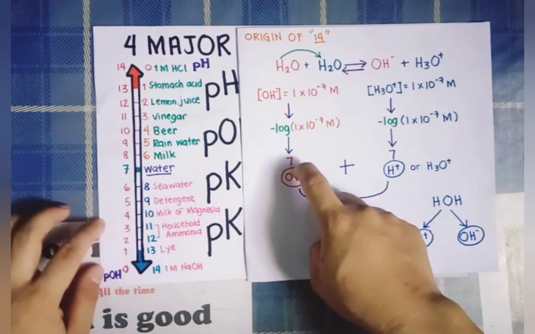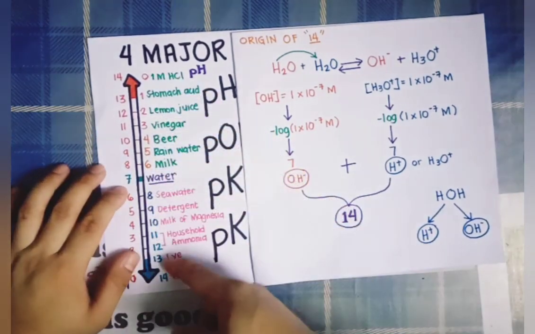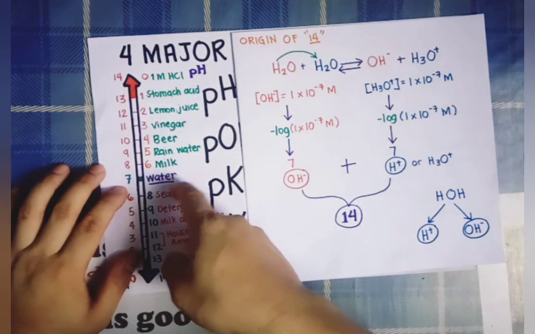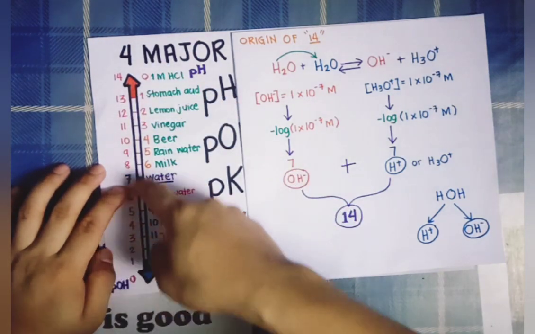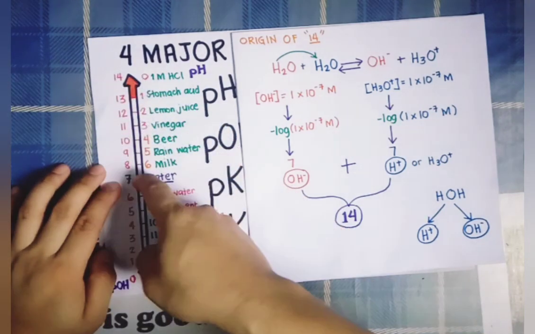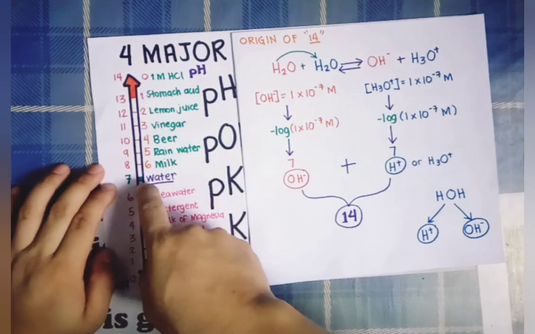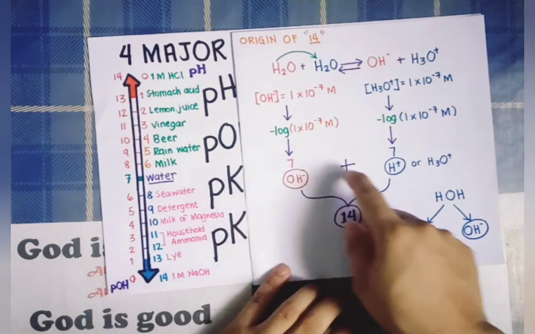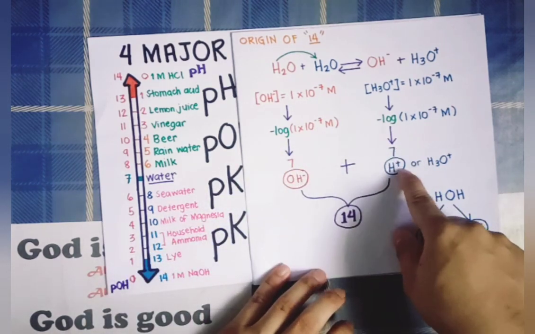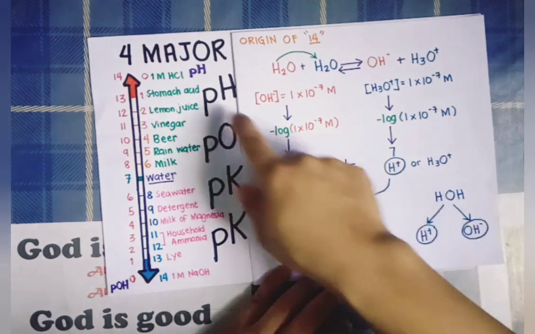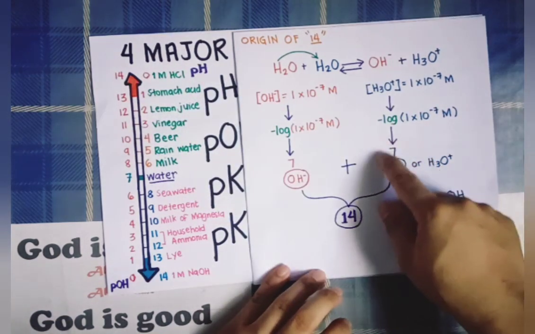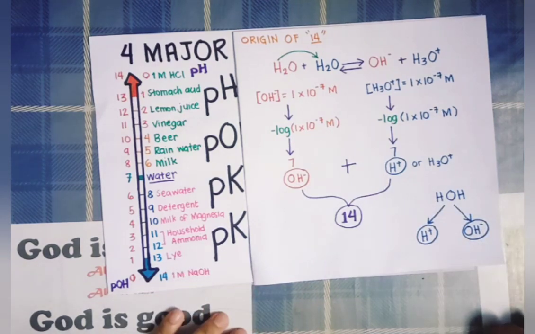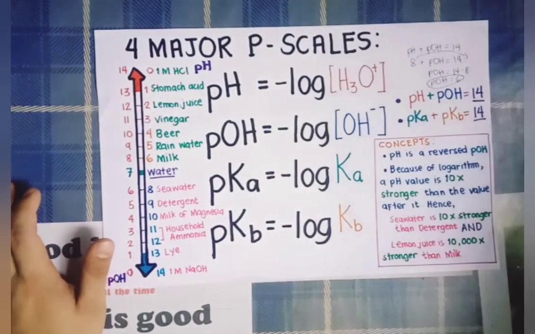This is also the reason why, as we have noticed here in the pH scale, from 0 to 14, our water is actually at 7. And at the pOH scale, from 0 to 14, still, the water is at 7. It's in the middle. Okay? Because the pOH is 7. And the H positive concentration or H3O positive concentration in pH is also 7. So, 7 plus 7 is equal to 14. Okay? So, that's actually the origin of 14 here.